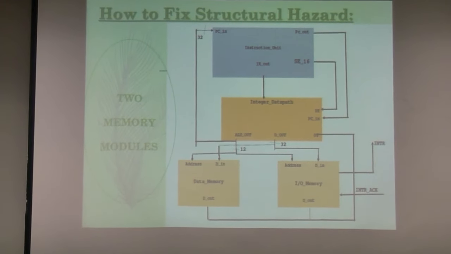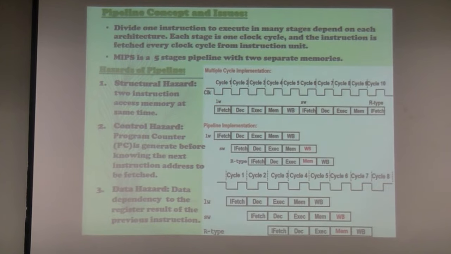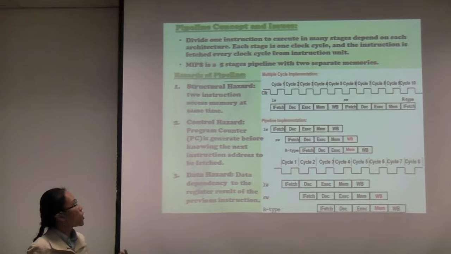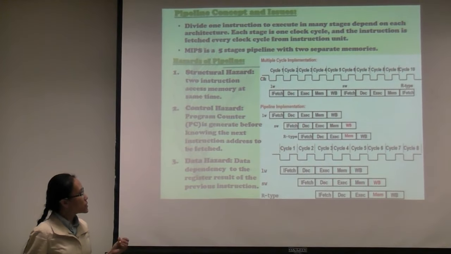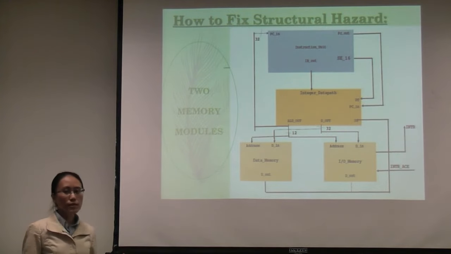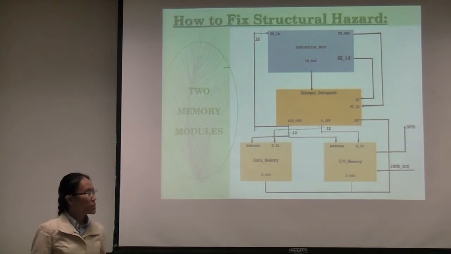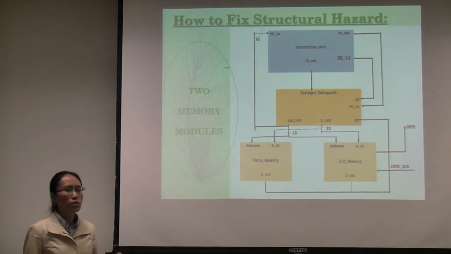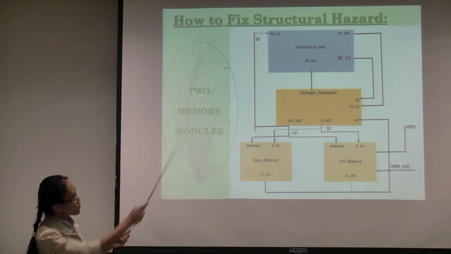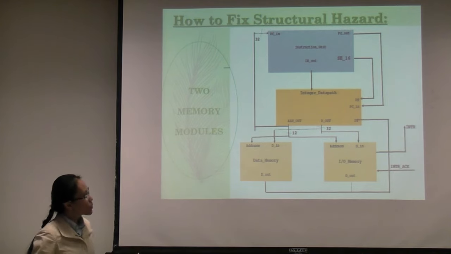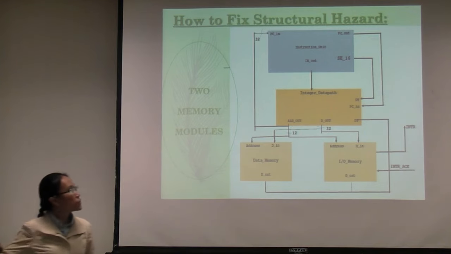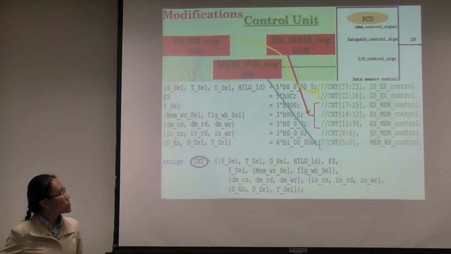Sorry, I have one more thing that I need to mention. Pipelining also raises some issues, which are structural hazard, control hazard, and data hazard. The structural hazard is an easy fix because in this implementation of the processor, we have 2 memory modules. So the instruction memory, the blue right there, and the data memory, the yellow right here, can be accessed at the same time. Read from the data memory module and read from the instruction memory module.